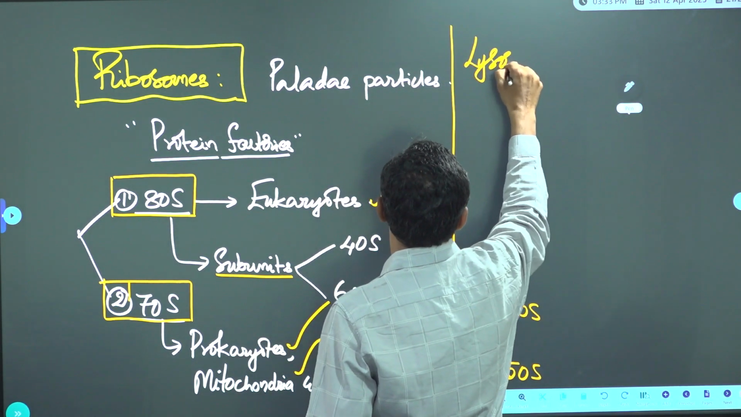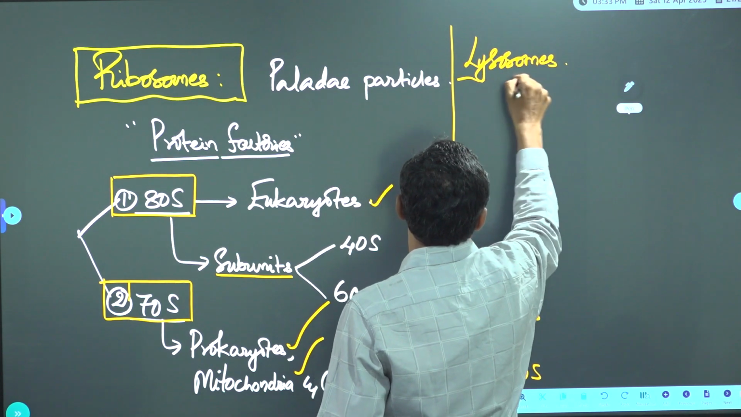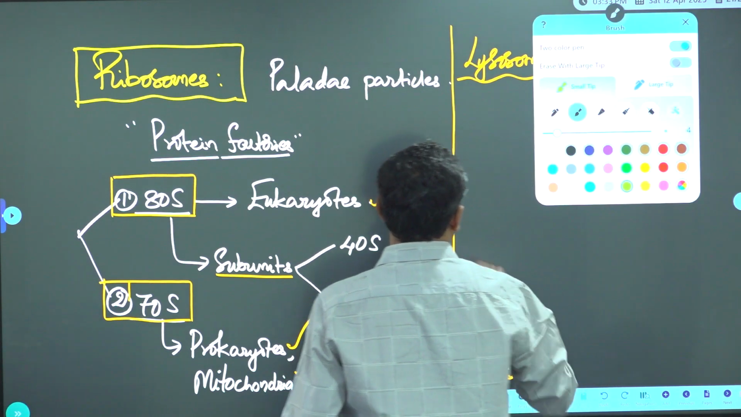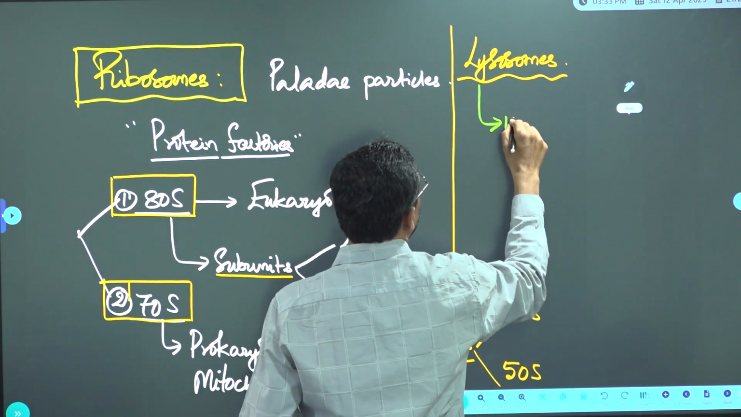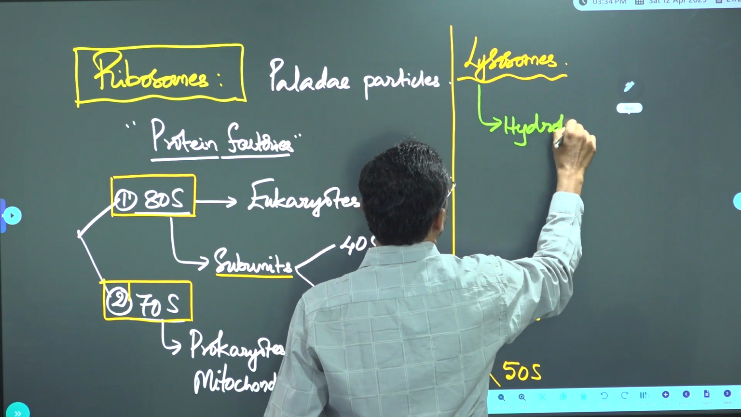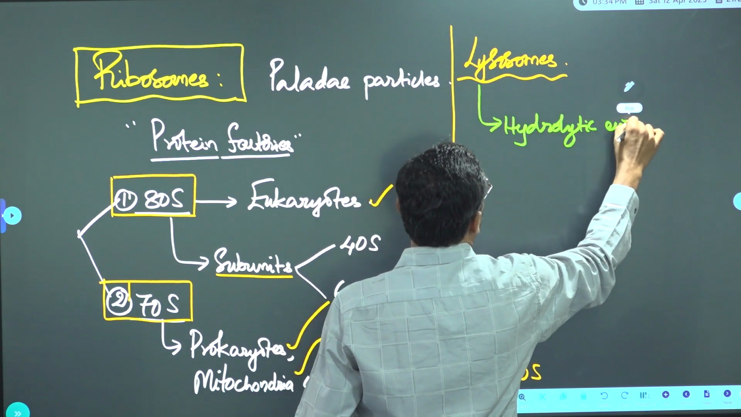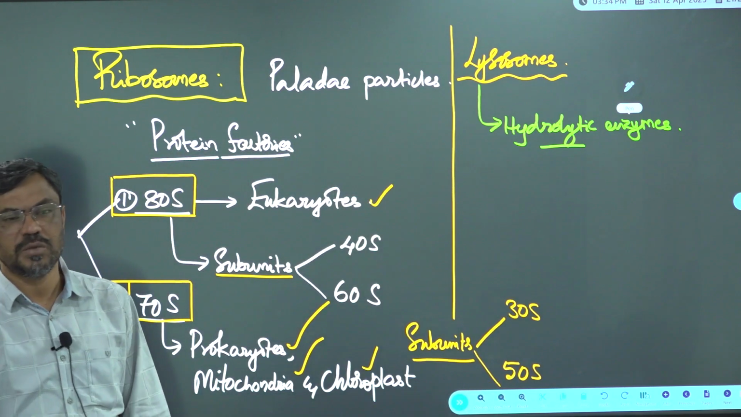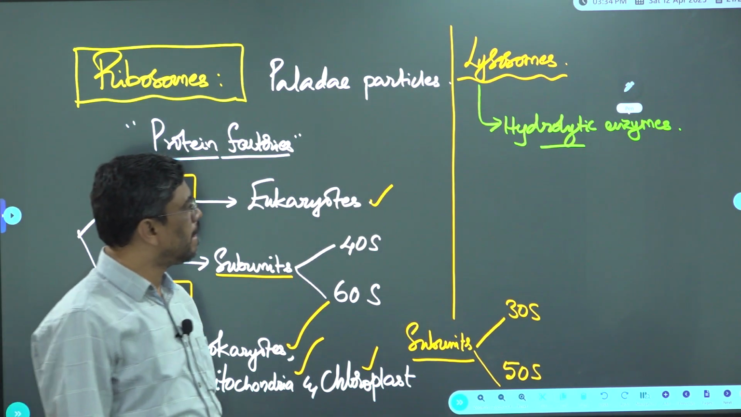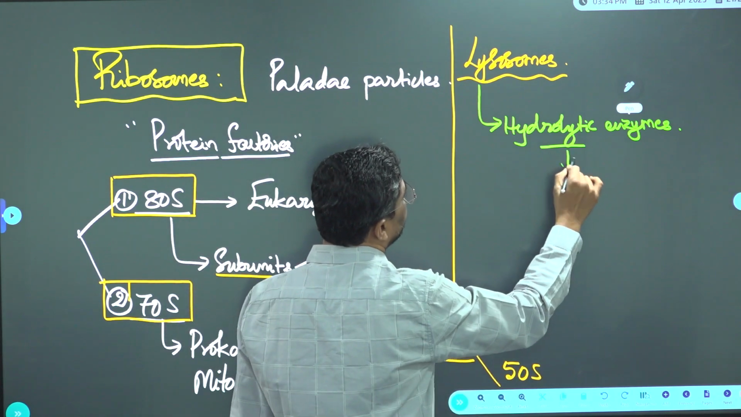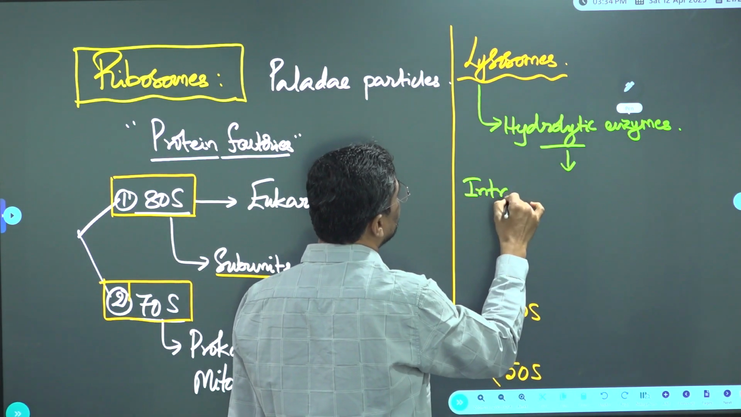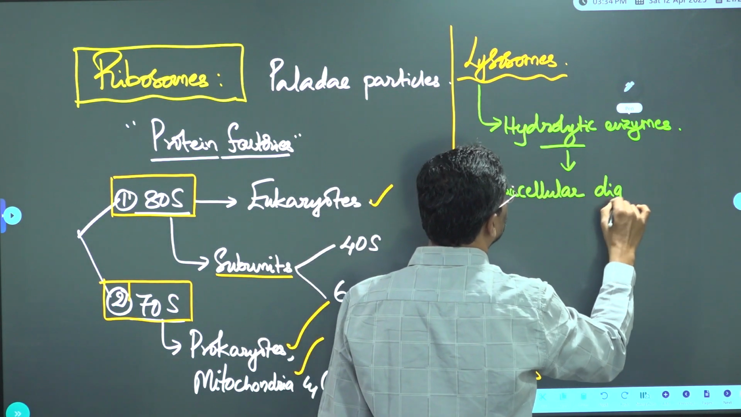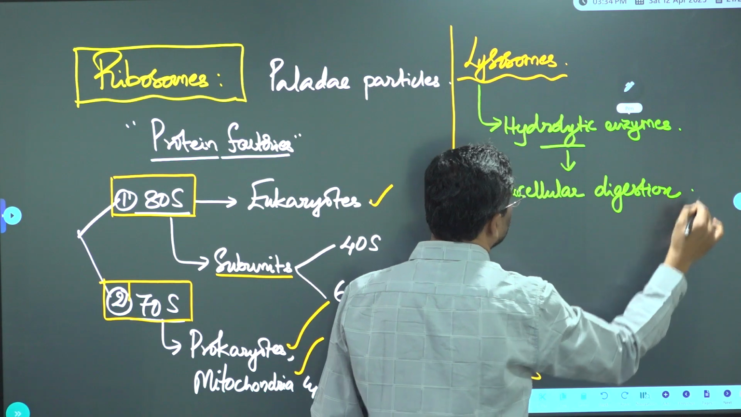Next, lysosomes. Lysosomes contain many hydrolytic enzymes. Hydrolytic enzymes means digestive enzymes. With the help of these hydrolytic enzymes, they are involved in intracellular digestion.